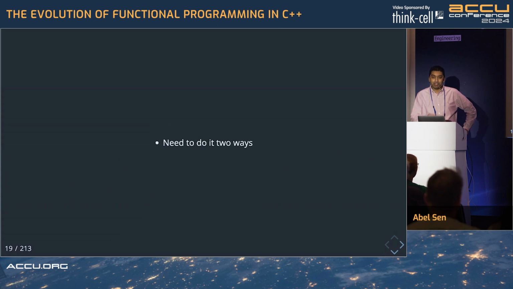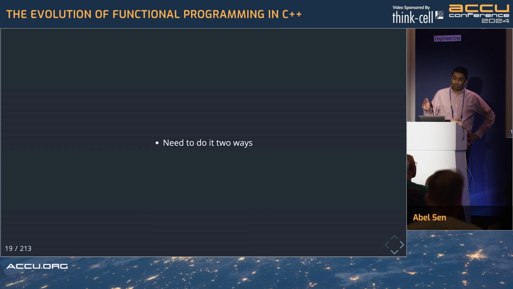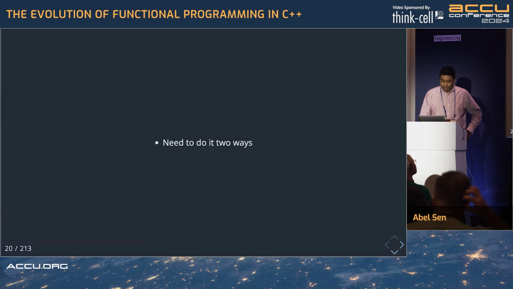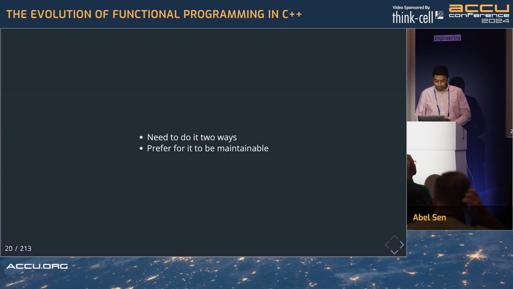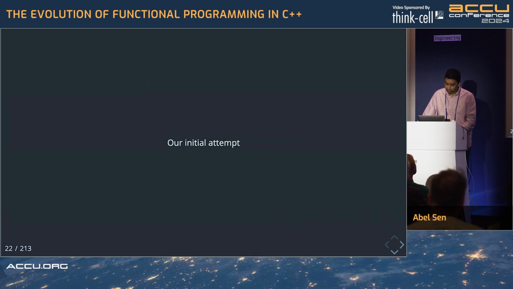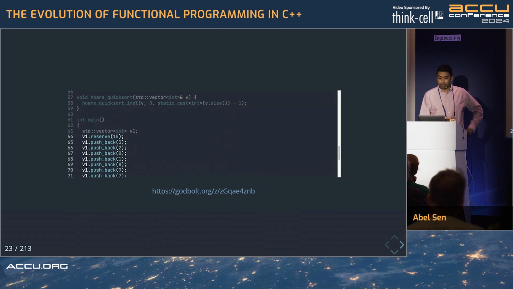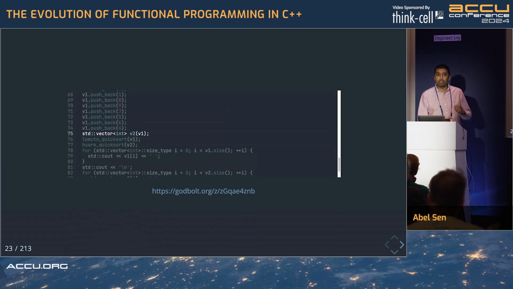So pretend you need to do it two ways, right? Your boss comes up to you and says, we need to A/B test two variations of quicksort, one using Lomuto partitioning, another using Hoare partitioning. Yeah, we're going to make it intentionally onerous to see how FP is going to benefit us. We'd prefer for it to be maintainable. And so you, as the humble programmer, are left wondering, what exactly do we do? So here's our initial stab at the problem. We're going to start off with a std vector of ints, push a bunch of numbers onto it, and then copy those elements into another std vector to A/B test our other algorithm.